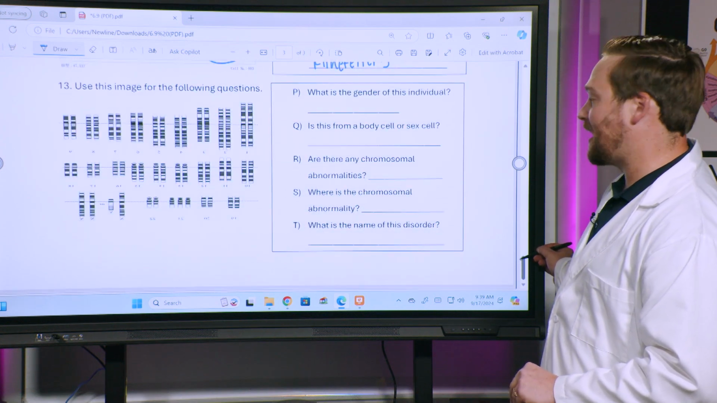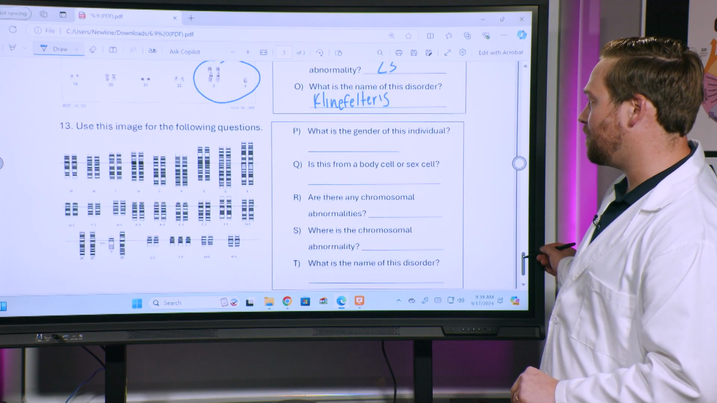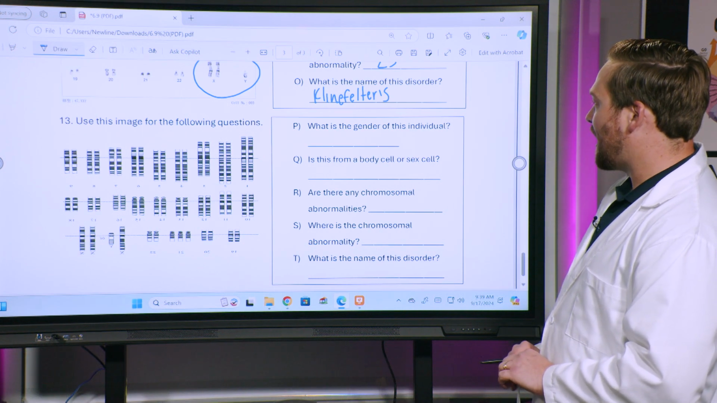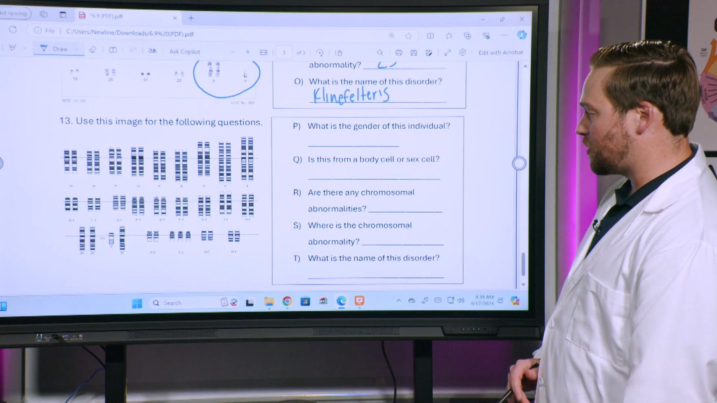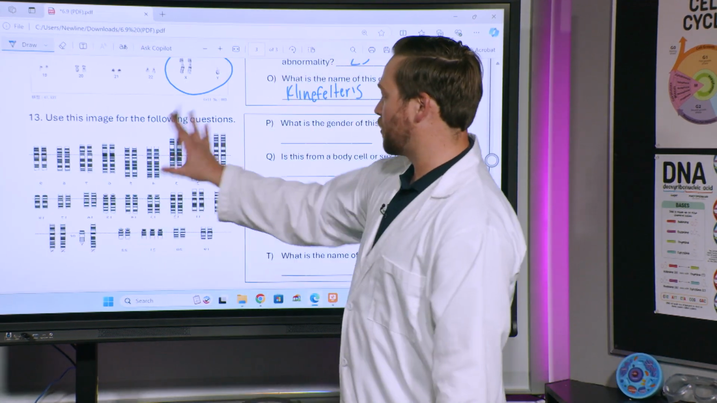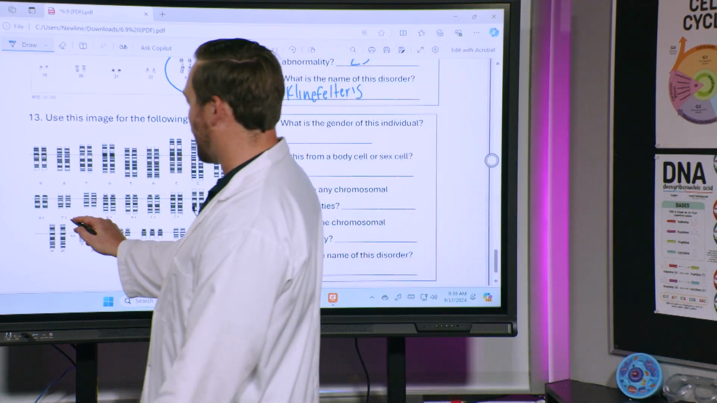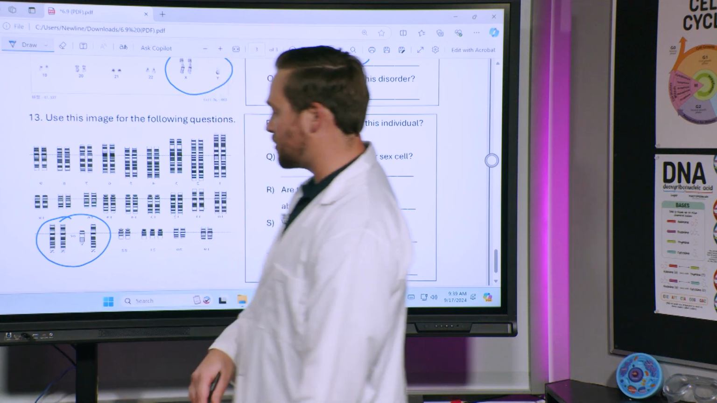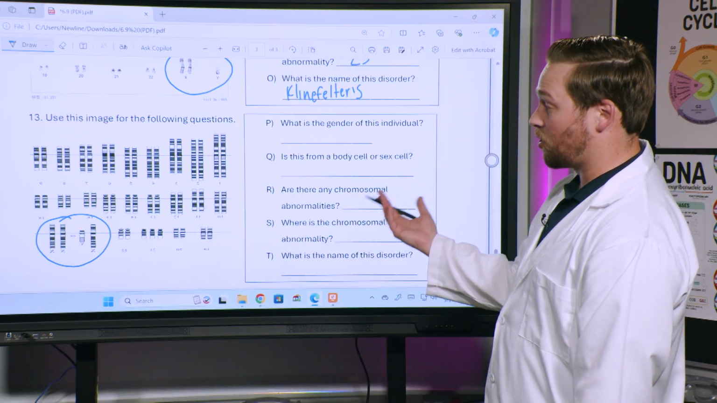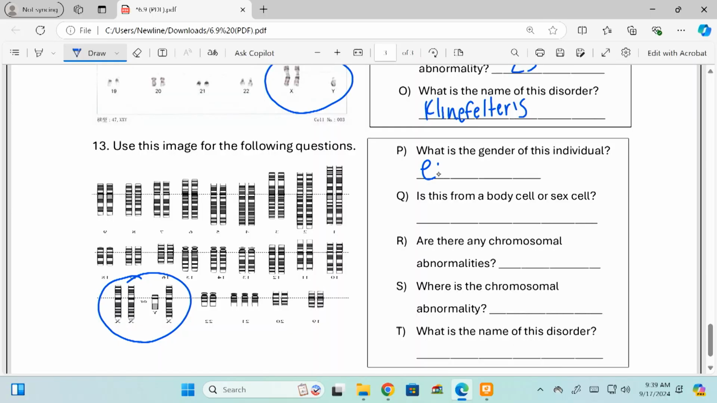Okay, this is the last one. Thank y'all for hanging in there with me. Okay, 13, this is letter P. It says, what is the gender of this individual? Okay, so this one's kind of tricky. This one's like, it's a weird mirror image. Sorry about that. So here are the sex chromosomes actually. This one says XX or XY, so we can put either here. This is just an example. The XX would be female and the XY would be the male there.